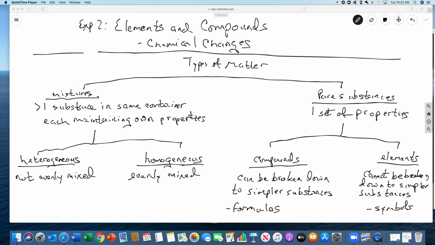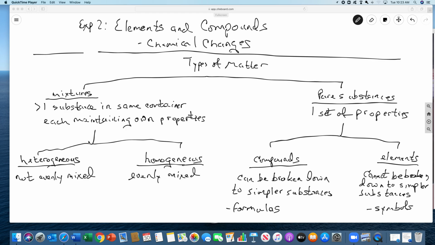All right, so a mixture is when you have more than one substance in the same container. Each one keeps its own properties though. So for example, if I have a mixture of salt and sand, the salt acts like salt, the sand acts like sand, or sand and water, right? The sand acts like sand, the water acts like water. Because of that, mixtures can be separated by taking advantage of the differences in those properties. And we'll talk about that later when we deal more with mixtures.